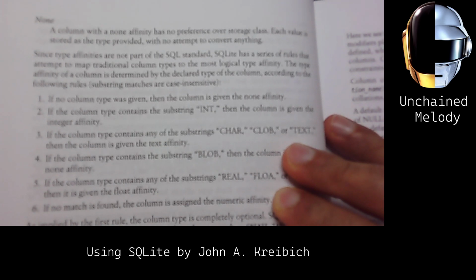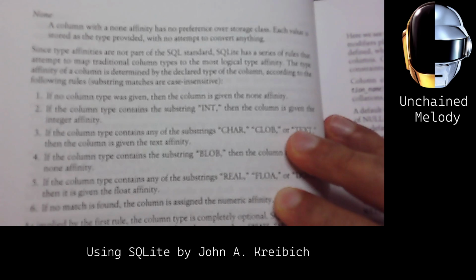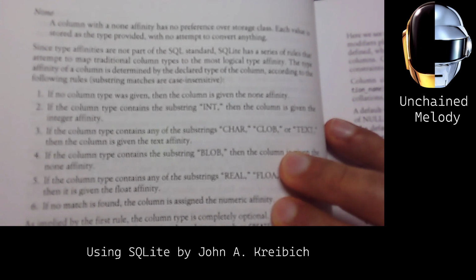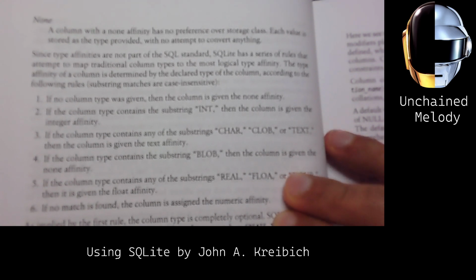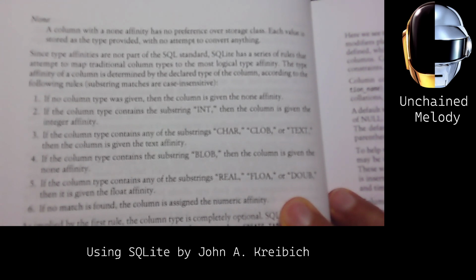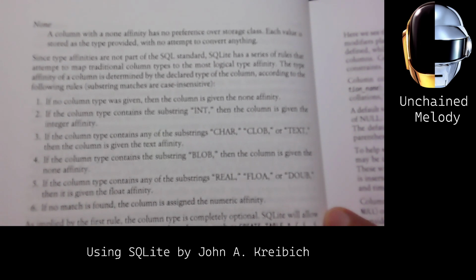If no column type was given, then the column is given the none affinity. If the column type contains the substring int, then the column is given the integer affinity. If the column type contains any of the substrings char, clob or text, then the column is given the text affinity. If the column type contains the substring blob, then the column is given none affinity. If the column type contains any of the substrings real, floa or doub, then it is given the float affinity. If no match is found, the column is assigned the numeric affinity.